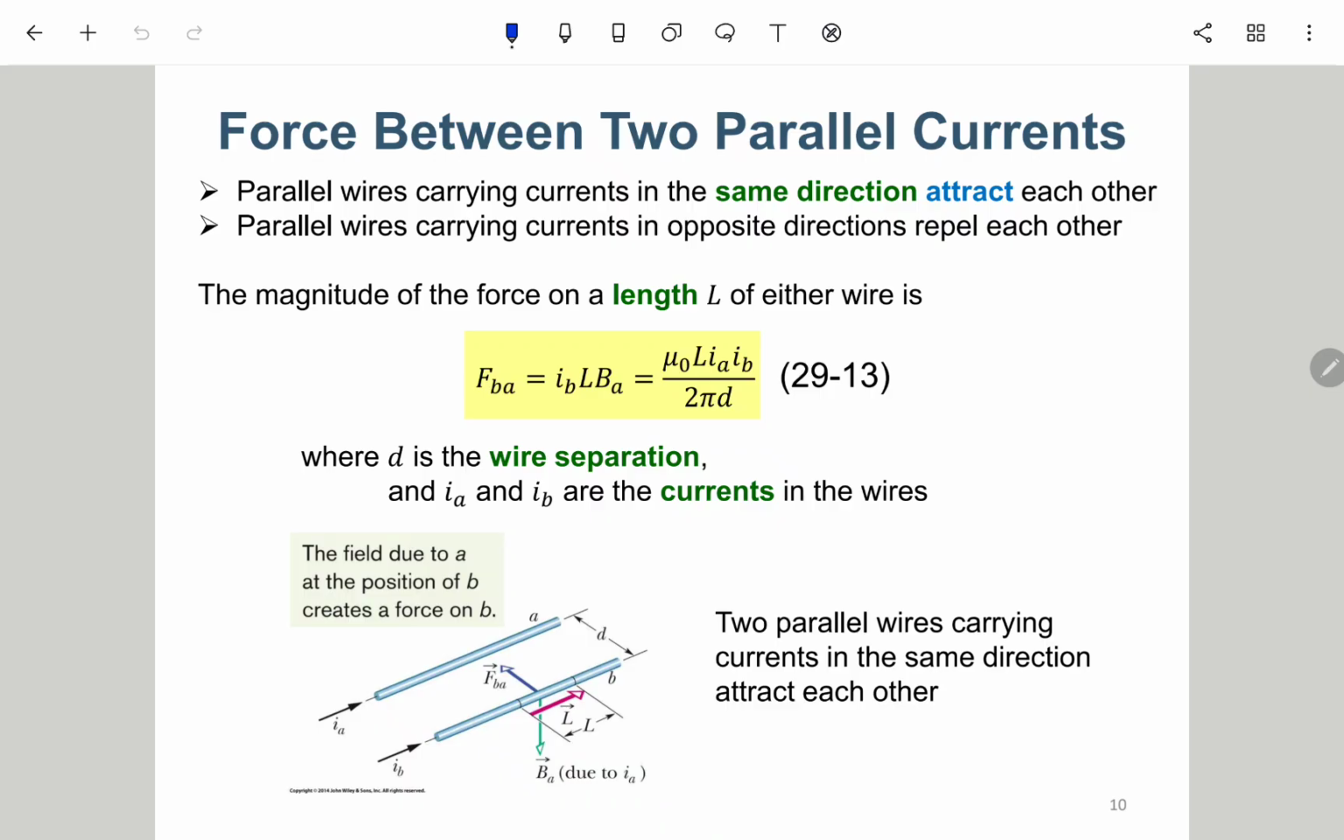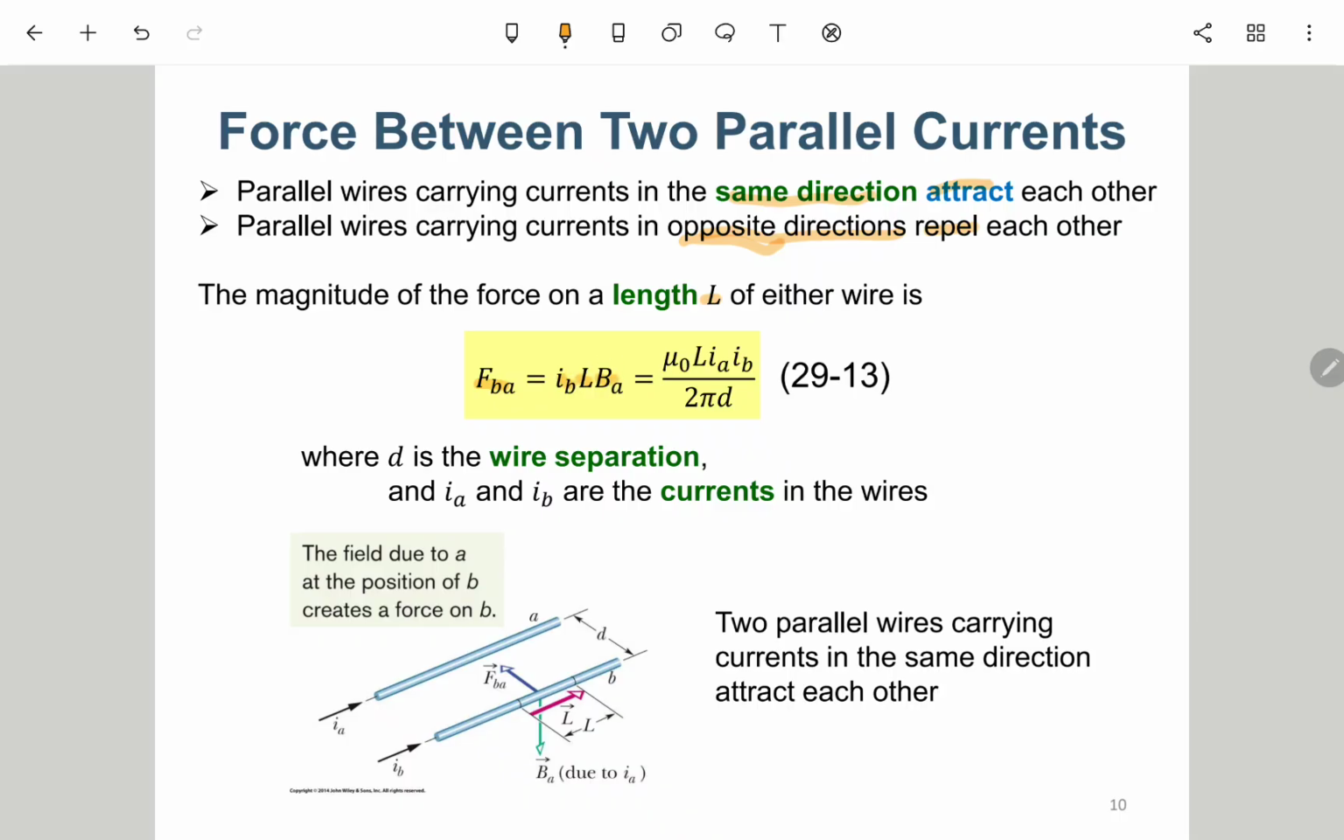Here it says parallel wires carrying current in the same direction attract each other, and parallel wires carrying current in opposite directions repel each other. So they can be attracting or repelling each other. First, the magnitude of the force on a length L of either wire is FBA or FAB, which is actually ILB.